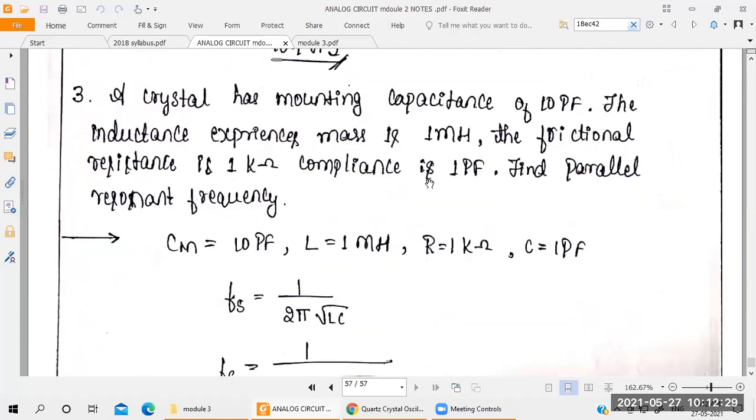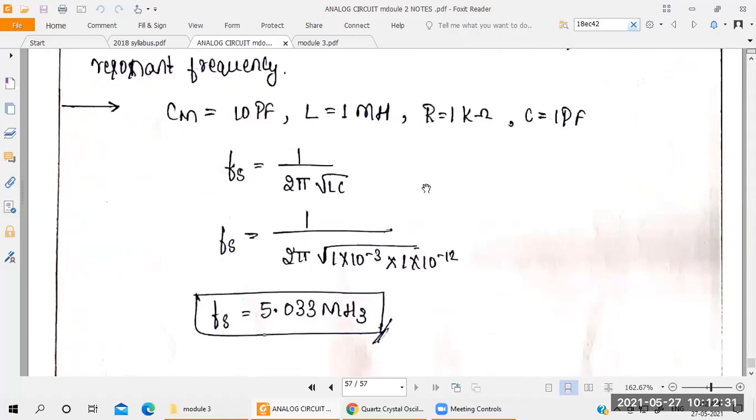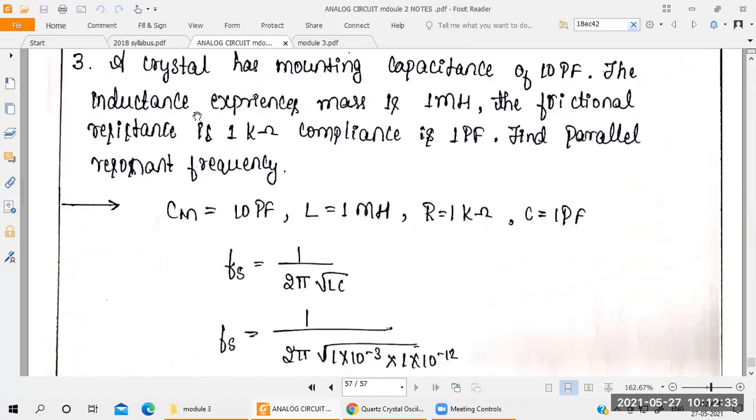There is one more problem, which is very simple. The crystal has a mounting capacitance of 10 picofarad, Cm. The inductance, the equivalent mass, is 1 millihenry. The frictional resistance is 1 kilohm. Compliance is 1 picofarad. Find the parallel resonance frequency. See here, Cm is 10 picofarad, L is 1 millihenry, R is 1K, and C is 1 picofarad.